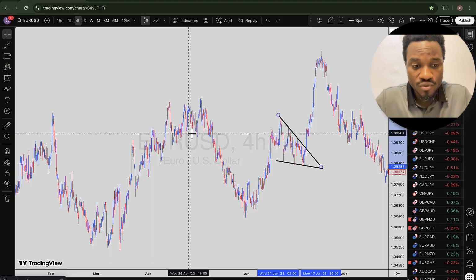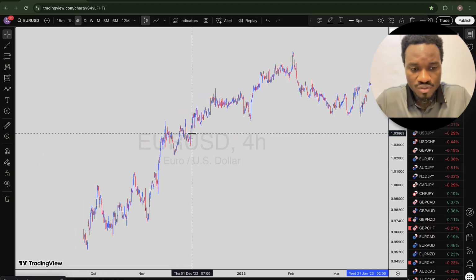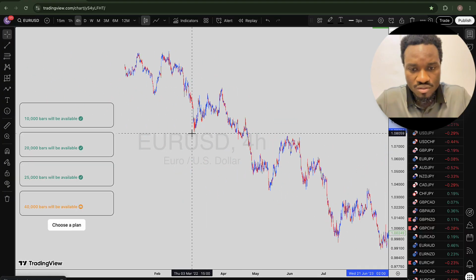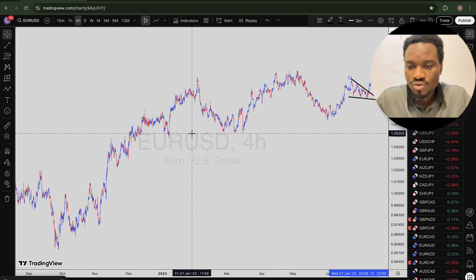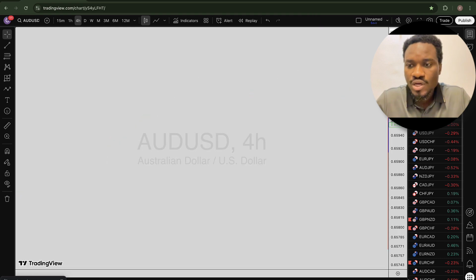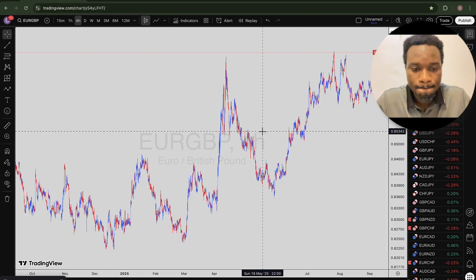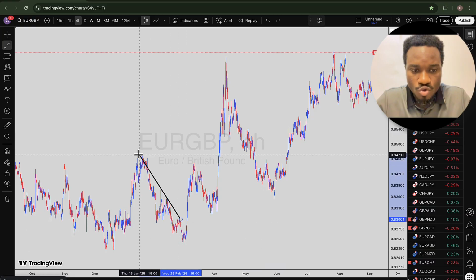Now we are looking out for reversal of a trend. Okay, let's go for another currency pair and see. We've seen continuation. Now we want to look out for reversal of a downtrend. Okay, here is a reversal of a downtrend right here, all the way up.